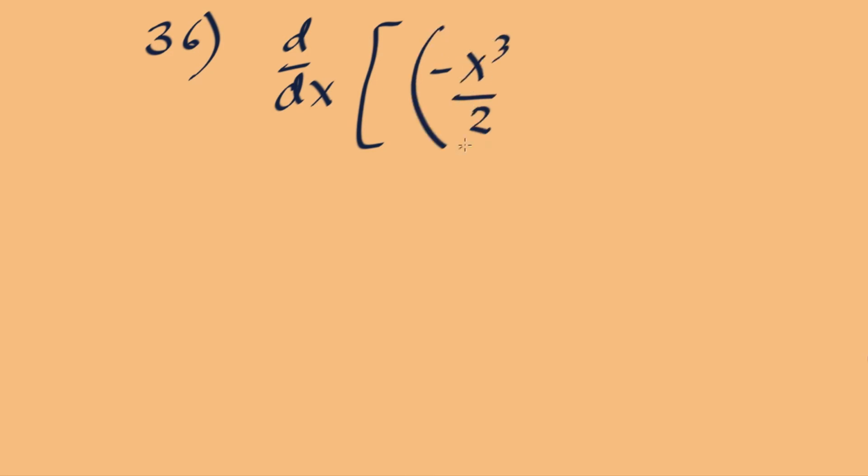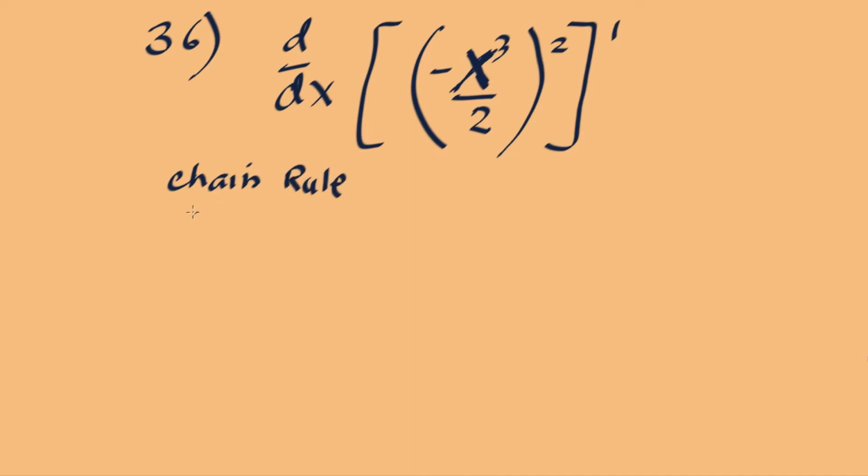Find the derivative of negative x cubed over 2, raised to the second power. This is not a reciprocal because we have a variable x on the numerator. So I'm going to use the chain rule, and also renaming algebra, and then the power rule. Let's demonstrate the chain rule.